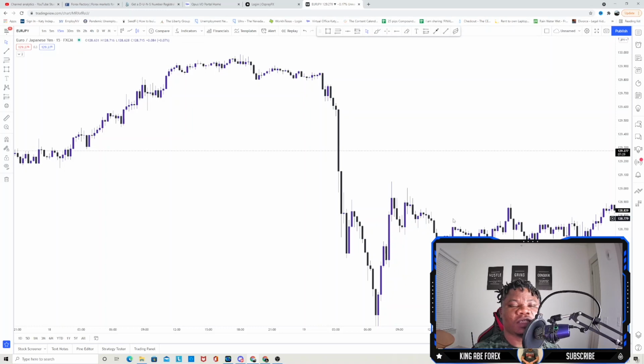We're going to be taking a look at this strategy using the 15-minute time frame, and we're going to be looking at one of my favorite pairs, which is EUR/JPY.